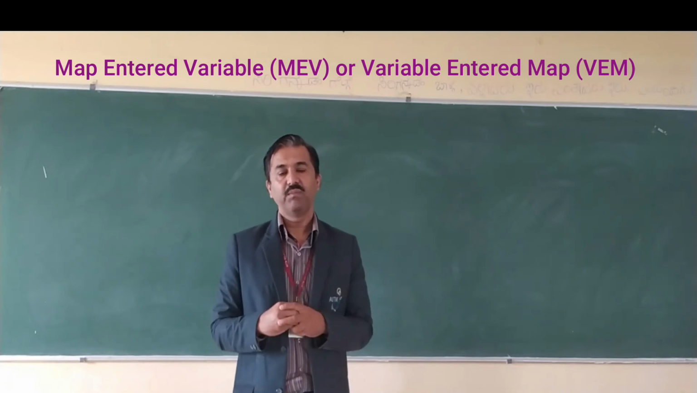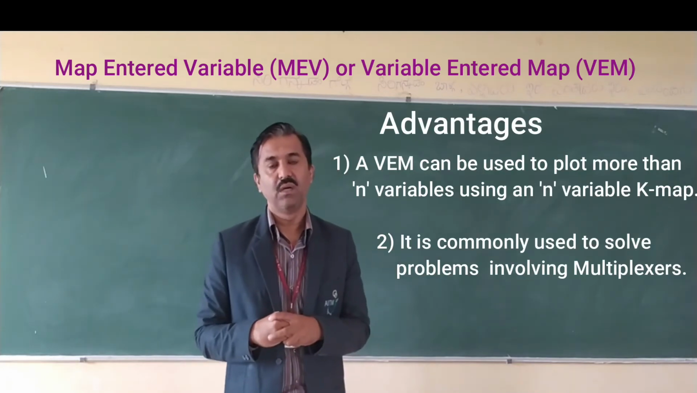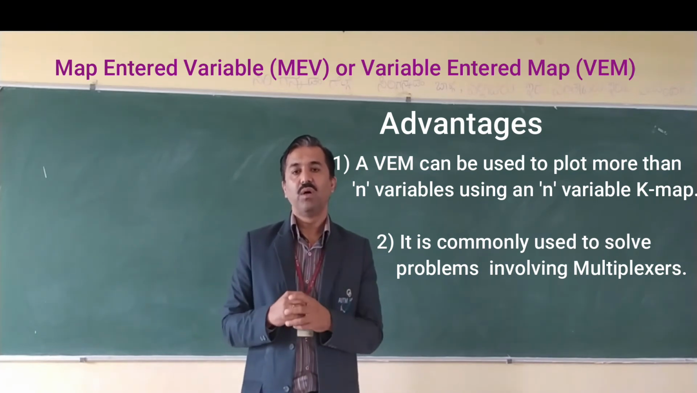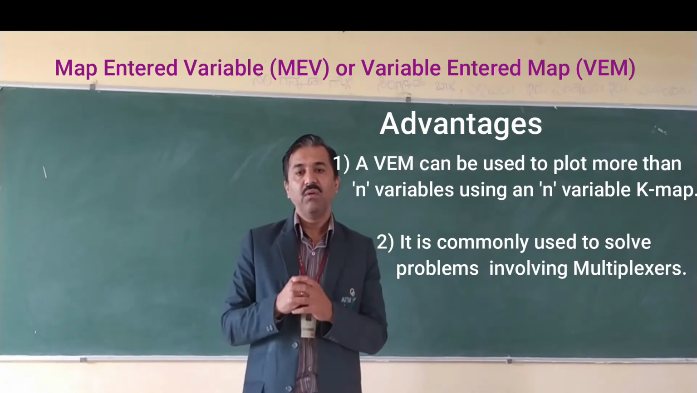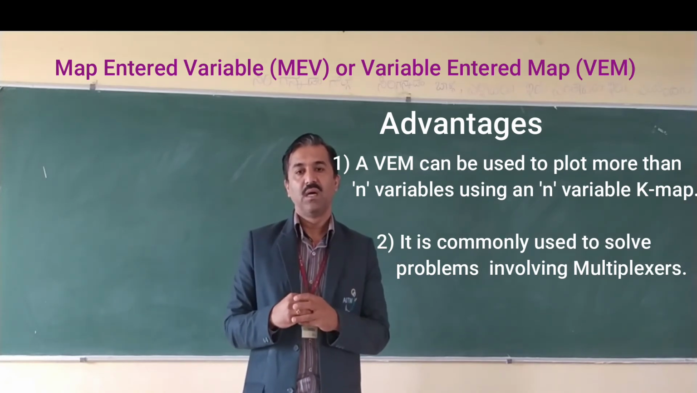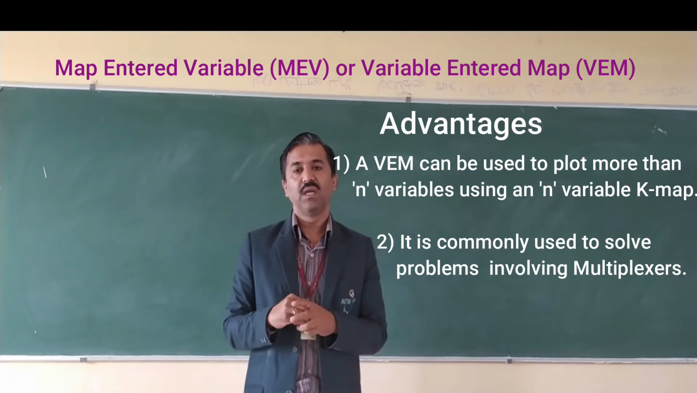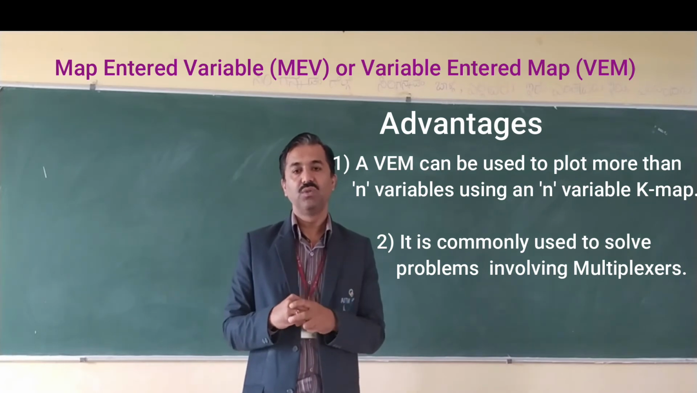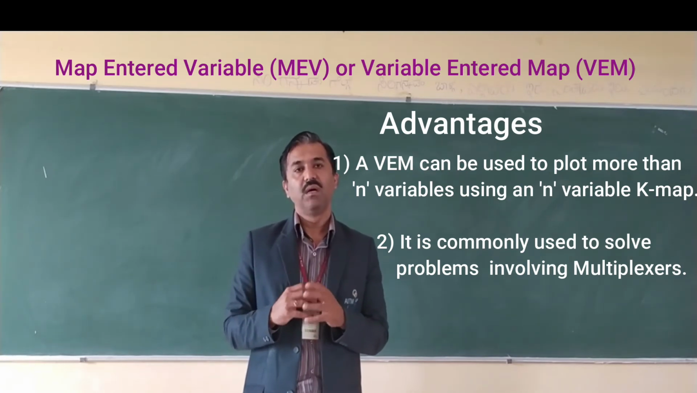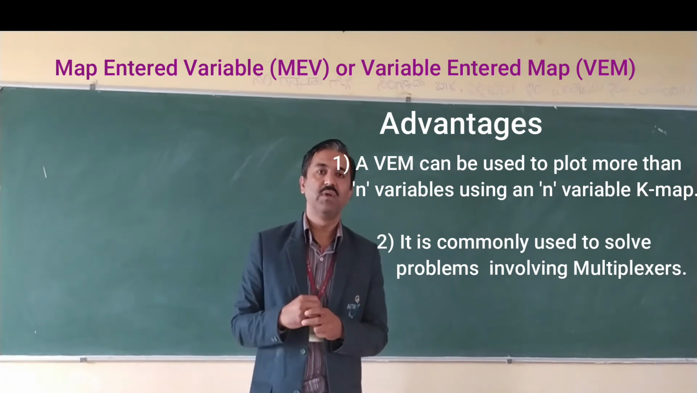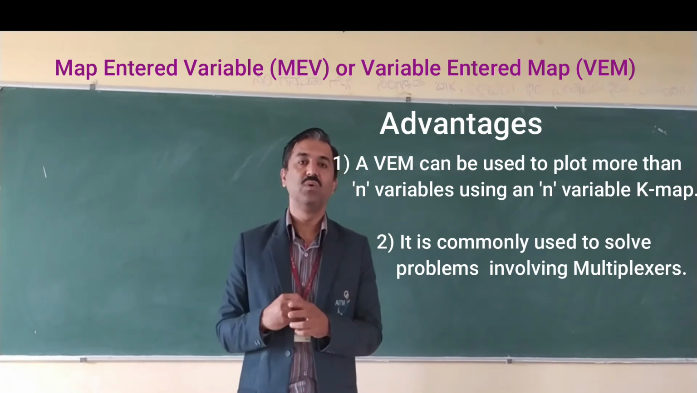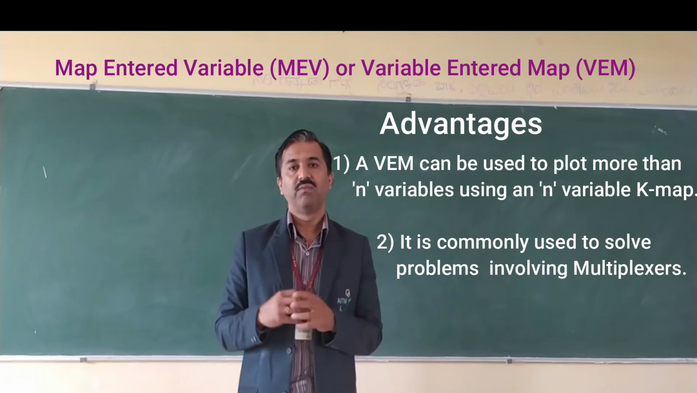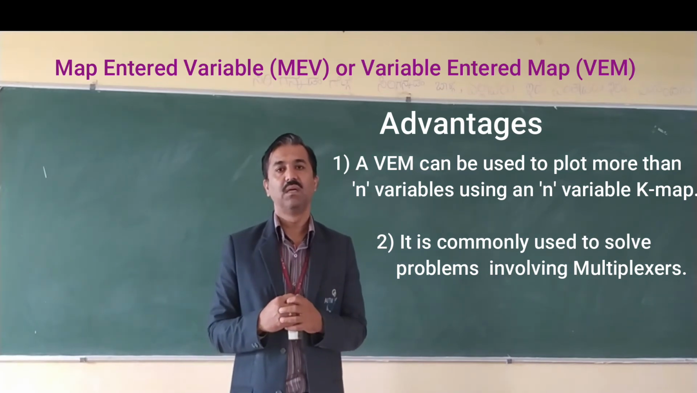Apart from that, what are the advantages of using a variable entered map? A variable entered map can be used to plot more than n variables while using an n variable K-map. The second advantage is that it is commonly used to solve problems involving multiplexers. Whenever we are designing multiplexers, we are going to use this MEV technique. These are some of the advantages of having a variable entered map.